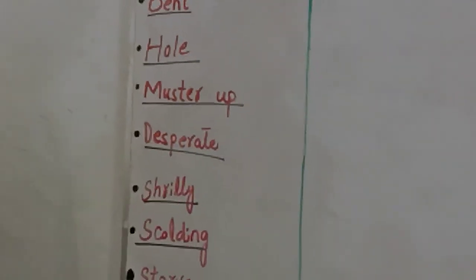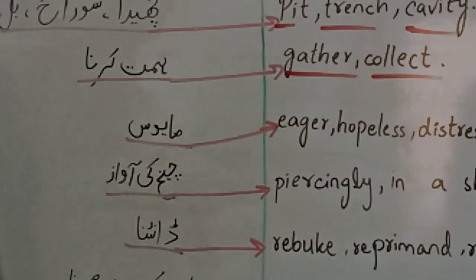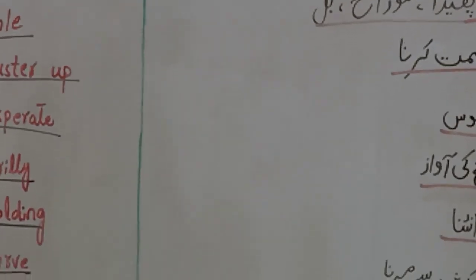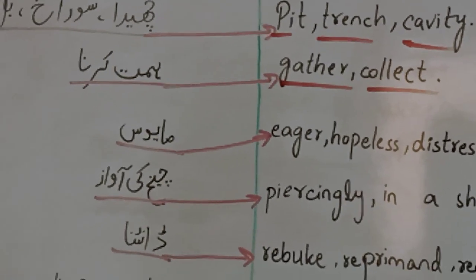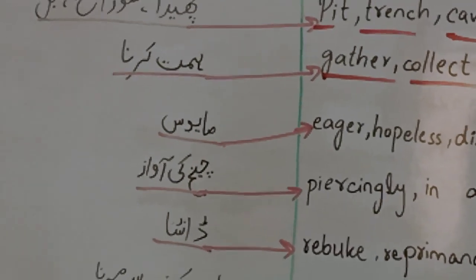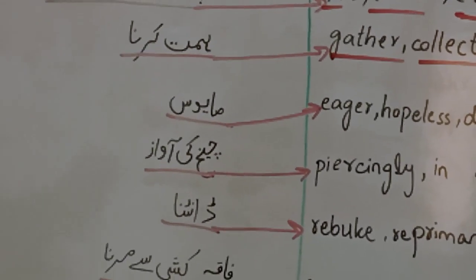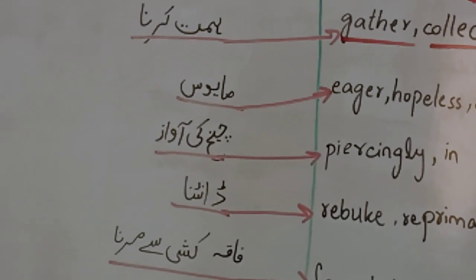Next one is muster up. Muster up means gather, collect. So instead of writing the same words, he mustered up his courage, why don't you write he gathered up his courage, or he collected his courage? That will be a beautiful sentence, a good sentence for you. And your examiner will be happy that the student is writing from herself.